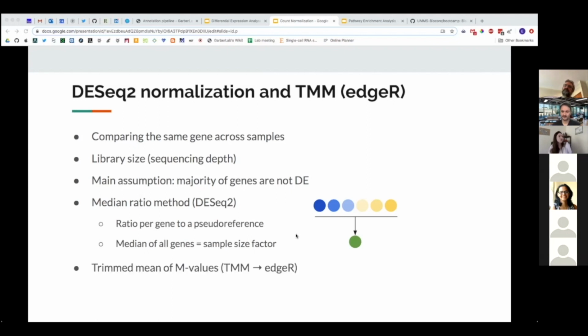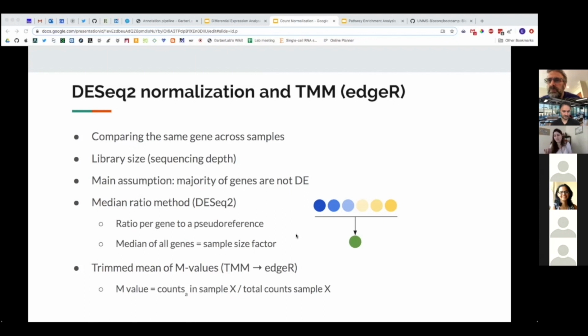All right, TMM, the trimmed mean of M values, is another method, and that's the one that EdgeR uses for normalization. Again, it's only accounting for the library depth. So like Anne-Laure noticed, you can't really compare well across genes if you're using TMM normalization. You really should be comparing the same gene across samples.